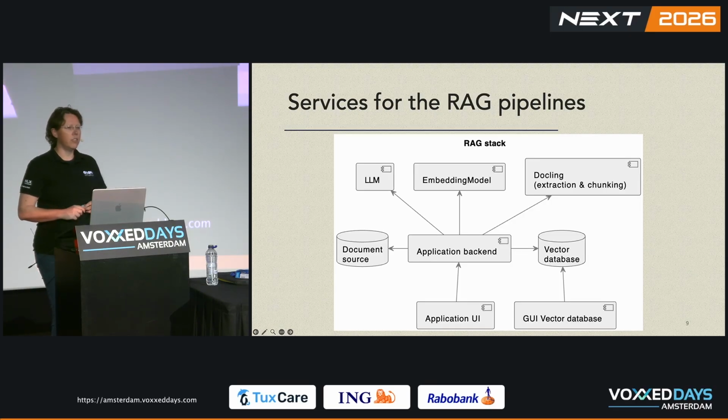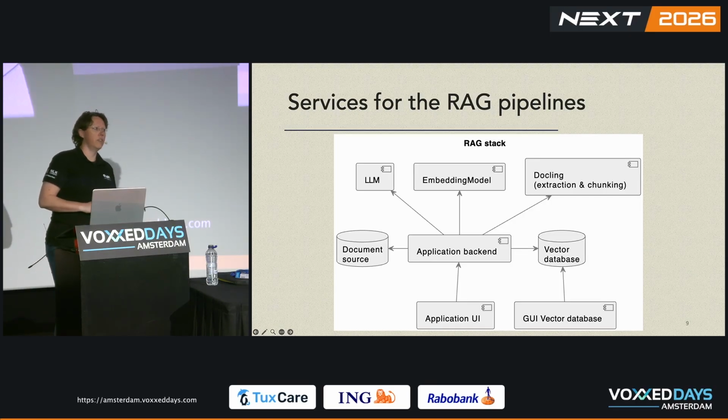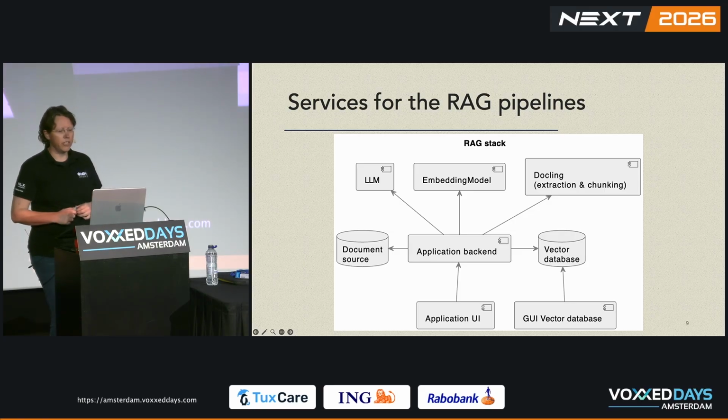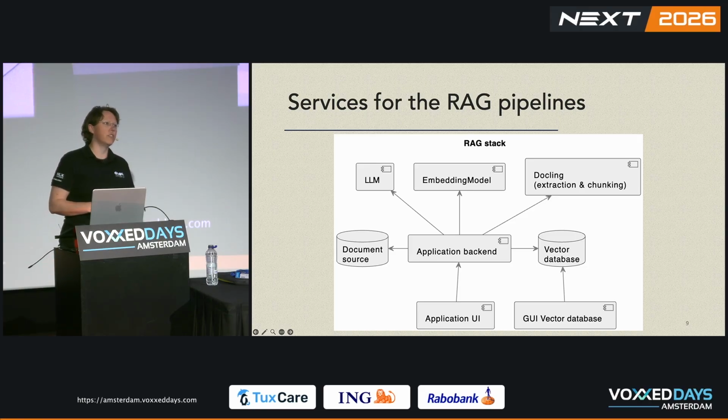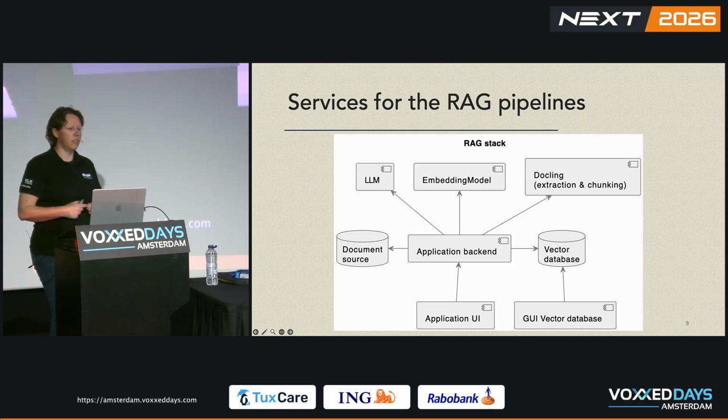To do this, you need quite a lot of separate services. We all tie together with a backend, but you need a document source, of course, the vector database, an LLM, an embedding model, which are separate things. And if you do it right, you should use another service that helps you with extracting data, text, and do the chunking. And we use Docling for this.